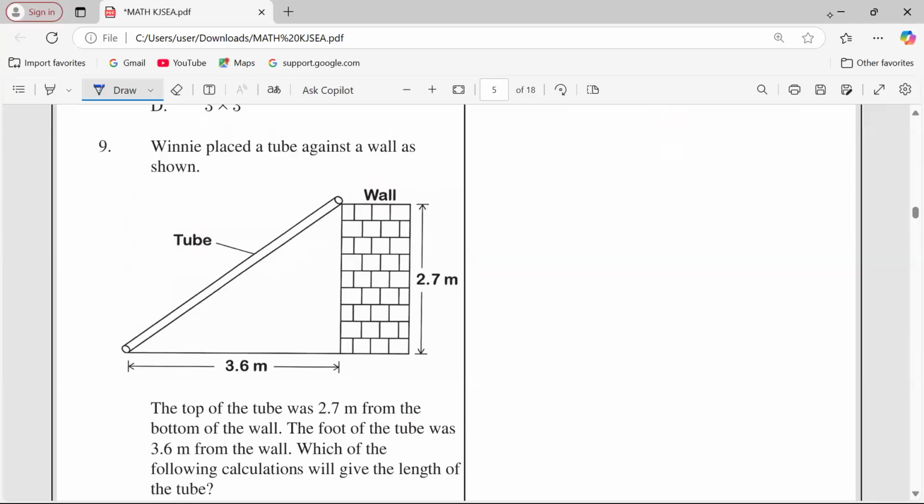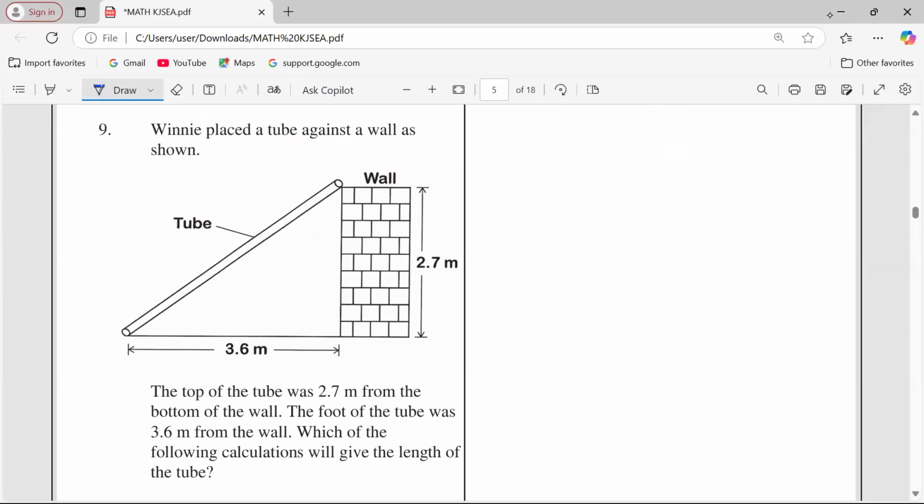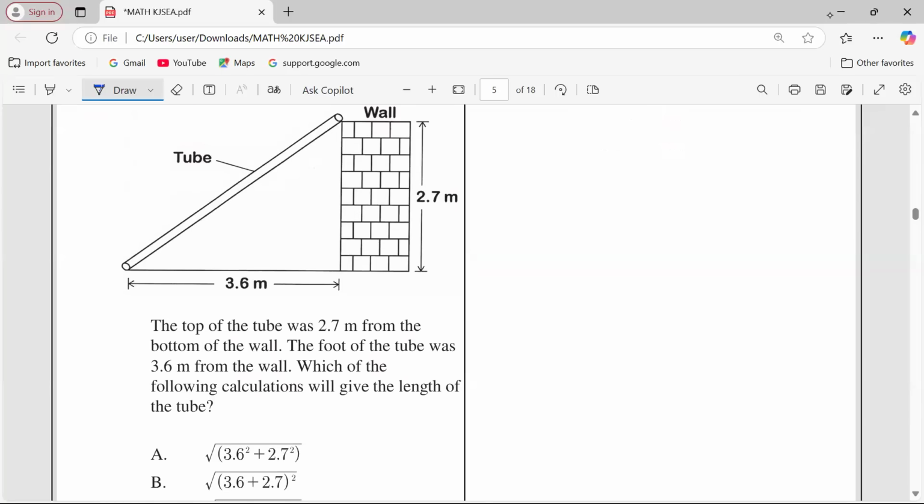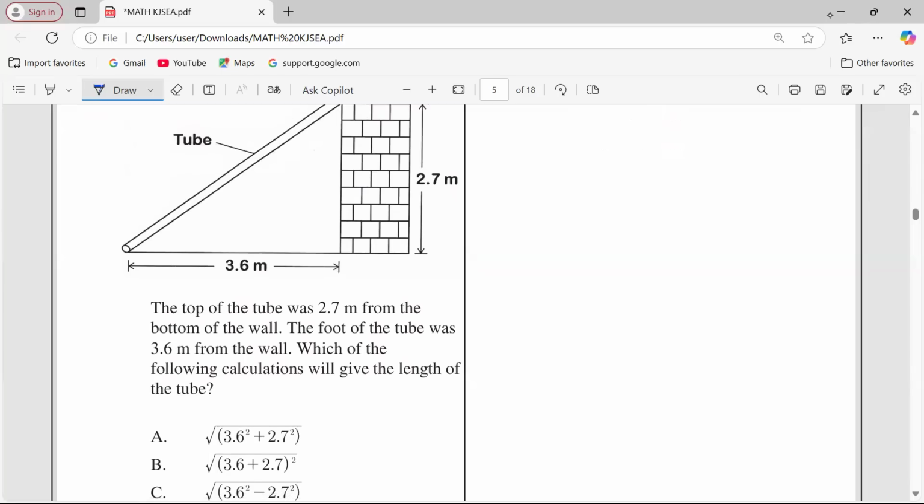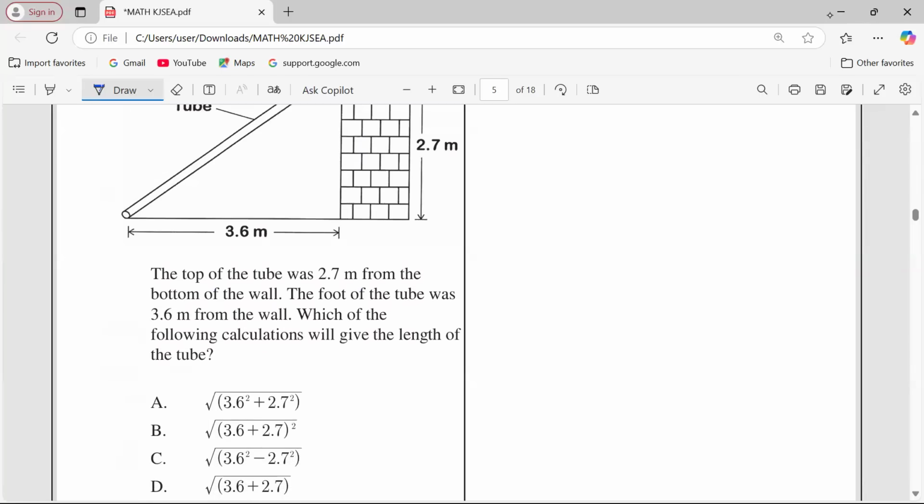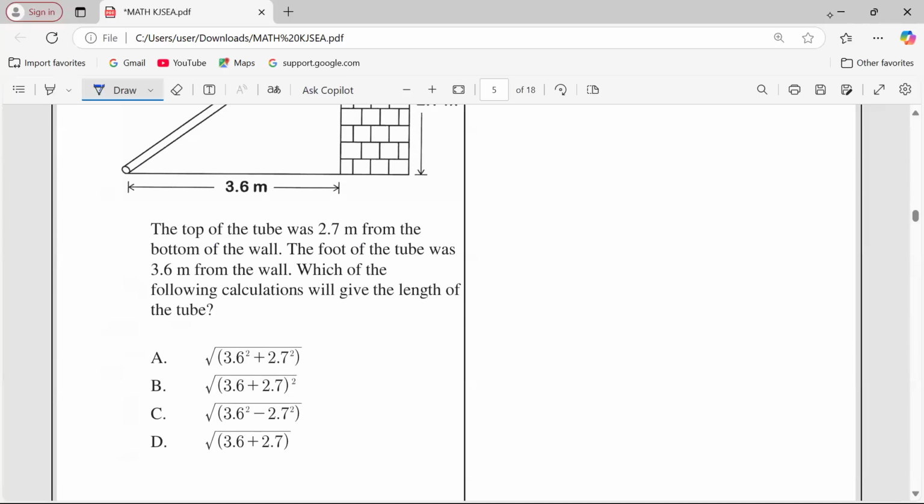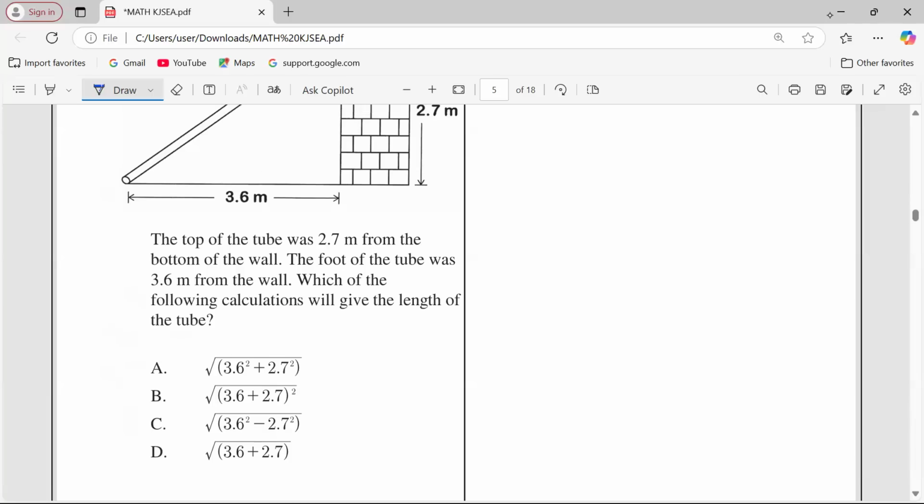Number 9. Winnie placed a tube against a wall as shown below. We have the tube, we have the wall there, which is 2.7 meters high, 3.6 meters from the base of the tube. The top of the tube was 2.7 meters from the bottom of the wall. The foot of the tube was 3.6 meters from the wall. Which of the following calculations will give the length of the tube?